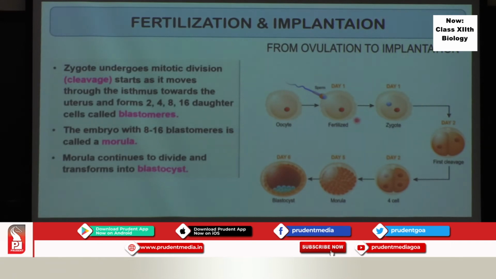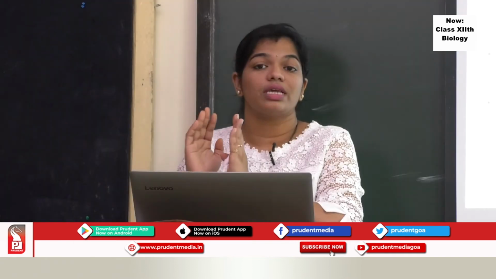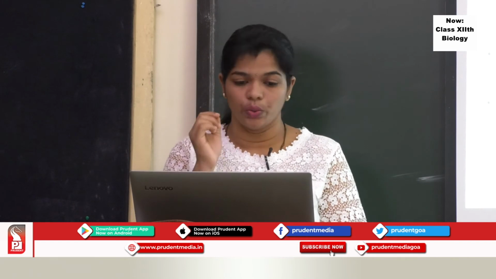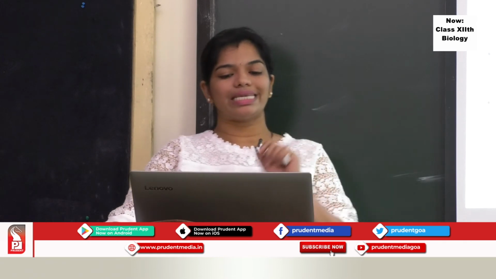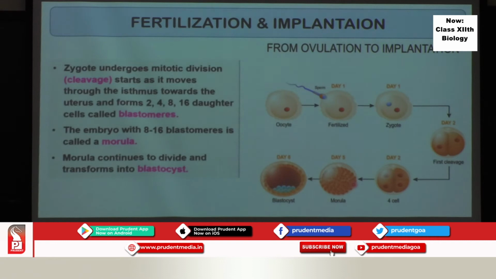The zygote will start dividing and undergo stages called cleavage, from 4 cells to 8 cells, from 8 cells to 16 cells, and these cells are termed blastomeres. As they are dividing, it's moving away from the isthmus and towards the uterus, because implantation has to take place inside the uterus. The embryo is getting divided from 8 to 16 blastomeres. When it reaches 8 to 16 blastomeres, it is termed a morula.